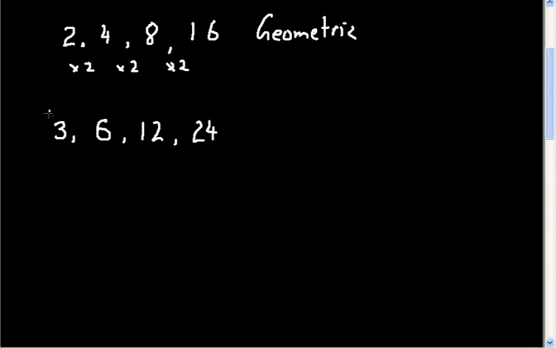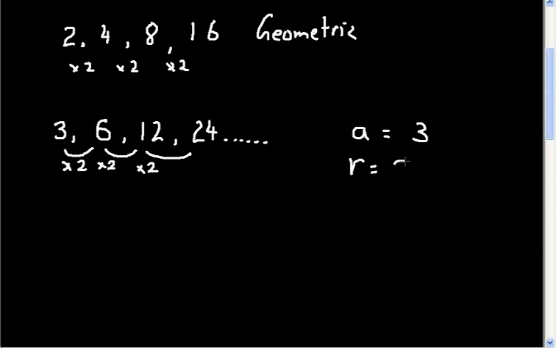Alright, so this sequence is going to go on and on. The first term in this sequence is 3, and the notation that we use is a. So the first term of a sequence, you use the notation a. And between each term, it's not a difference, but it's a ratio. So the common ratio, that's the number that you multiply each subsequent term by, which is 2. The common ratio is denoted using an r, and is 2.